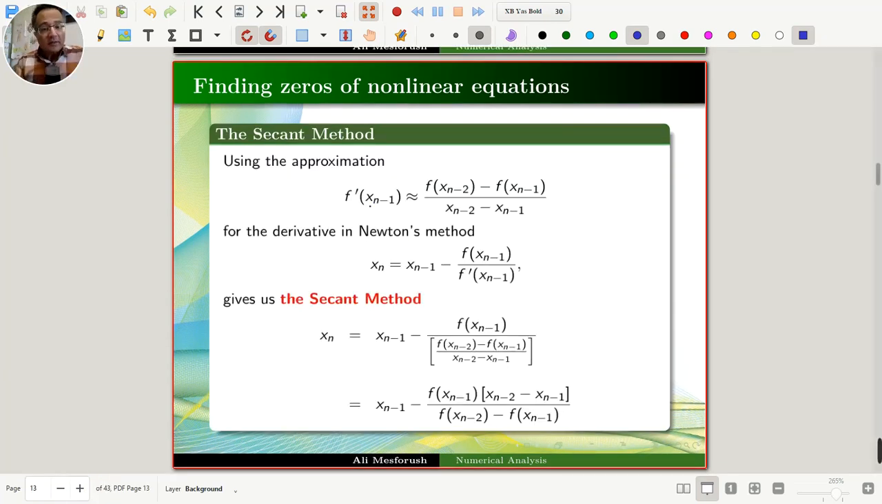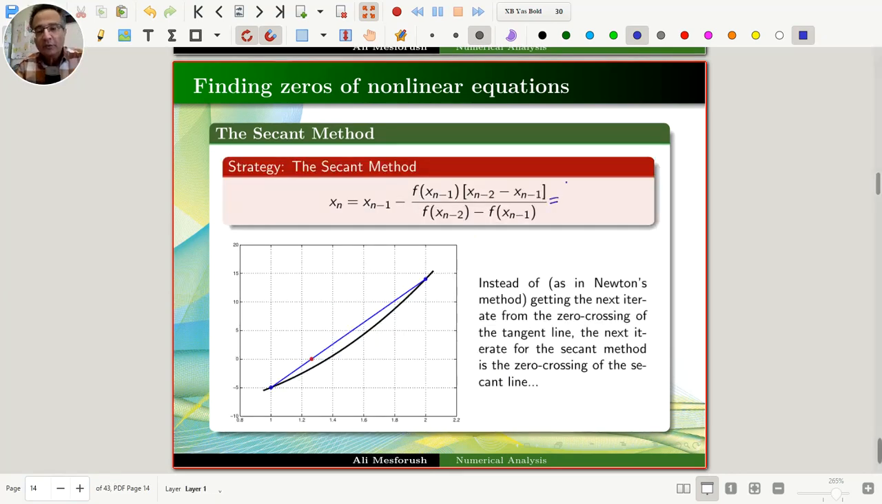Now, consider that in xn equals xn minus 1 minus f of xn minus 1 over f prime of xn minus 1, we put this term instead of f prime of xn minus 1. And we get xn equals xn minus 1 minus f of xn minus 1 over this term. So if we multiply this term, here we get a new equation, and we can also simplify this equation. Let me show you in the next slide.